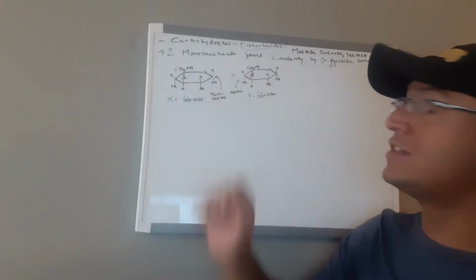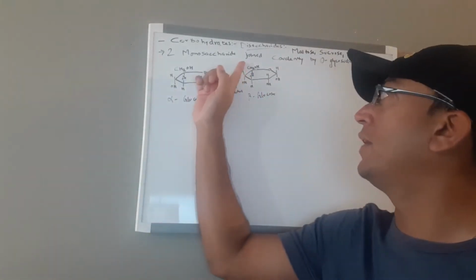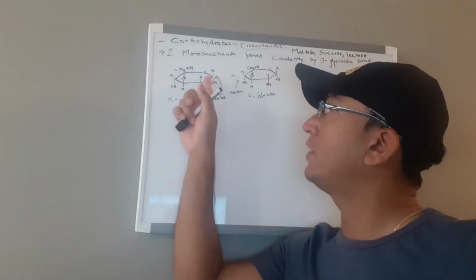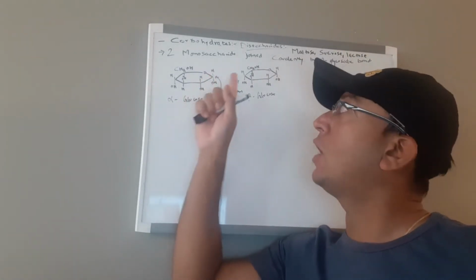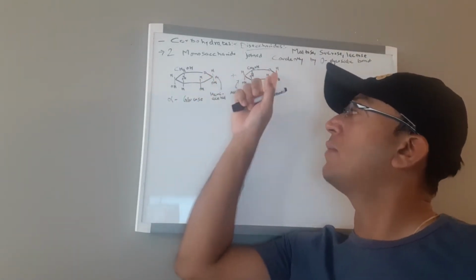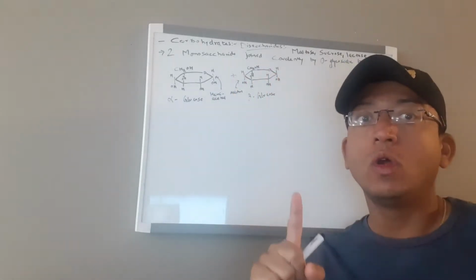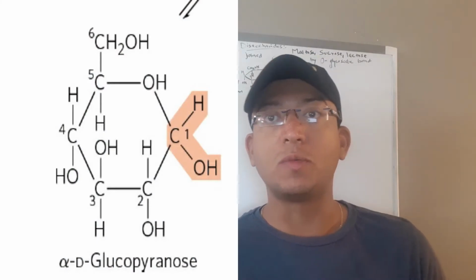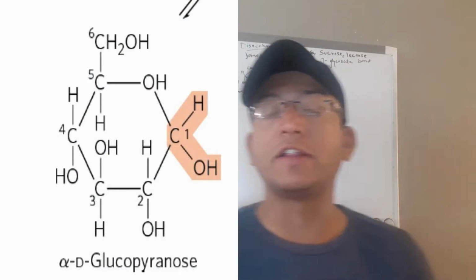So what does that mean? The anomeric carbon is this carbon atom. If you remember, we studied anomers, right? We studied the anomeric carbon atom. For example, this carbon atom, the first carbon atom, is an anomeric carbon atom here. I will put images here to refresh your memory regarding the anomeric carbon atom.